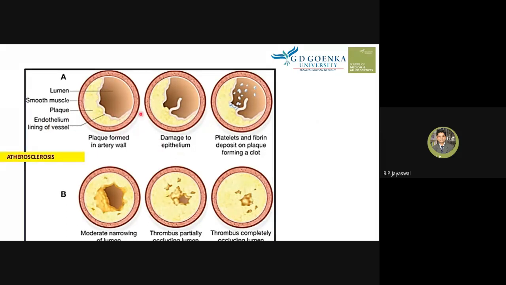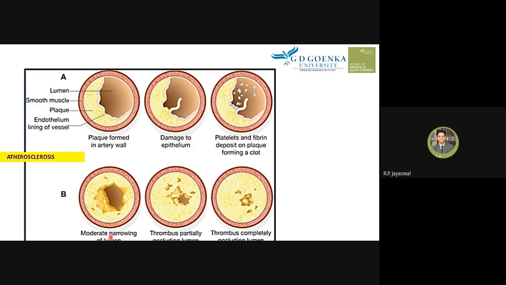Here, this can damage the endothelium. This endothelial lining can be damaged, and you can see the damage of the endothelial lining. When the endothelial lining is damaged, it triggers the activation of platelets. The platelets are activated, and this leads to a clot, or fibrin deposit on the plaque. So the fibrin is deposited on the plaque, and it causes clot formation here.